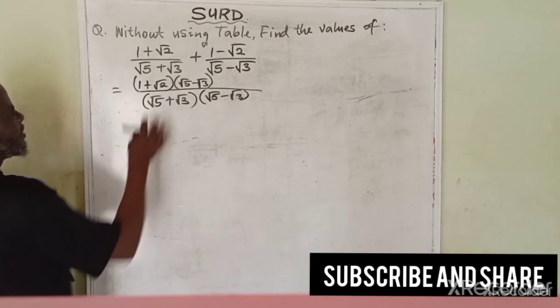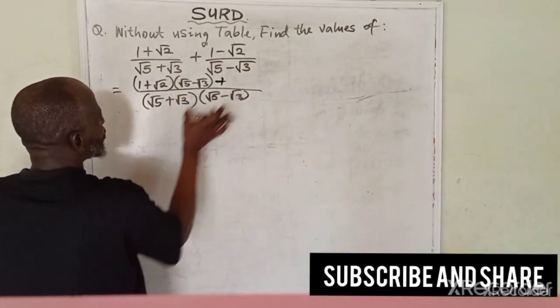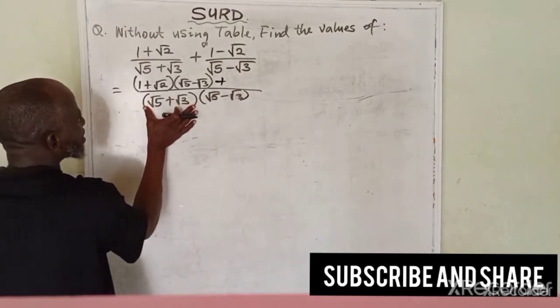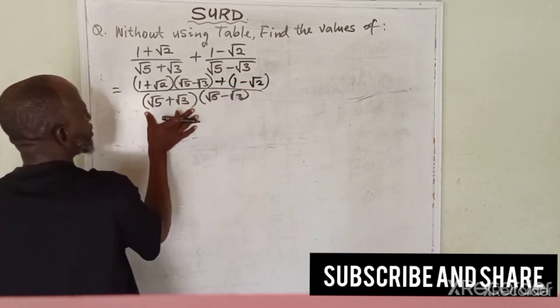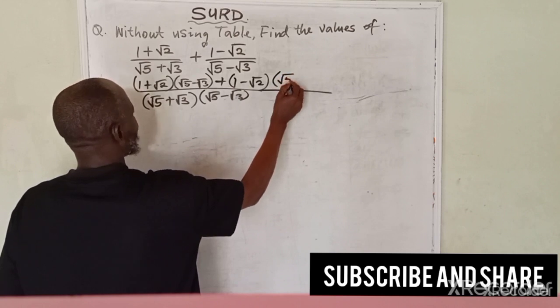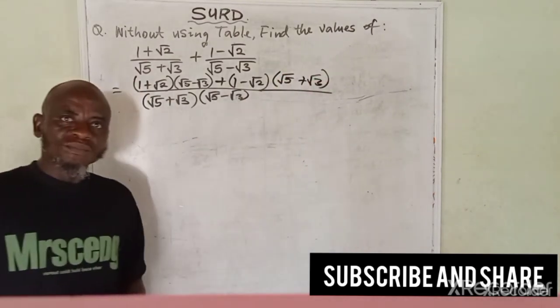Now, this is this. Then plus, when we divide the divisor by this denominator, it will cancel out and we'll be left with this. So this multiplied by that, we now have 1 minus root 2 multiplied by this. Don't forget to increase the line of divisor. Plus root 3. Good. Are we together?